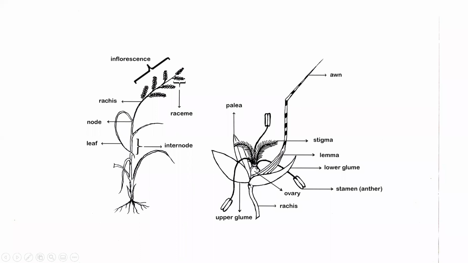If you look at it, there are three main parts. This part that holds the flower is called the glume. There is a lower glume and an upper glume. Then there are the palea and lemma. And these parts are often used to identify grasses. So you really need to look at the flower to identify grasses.